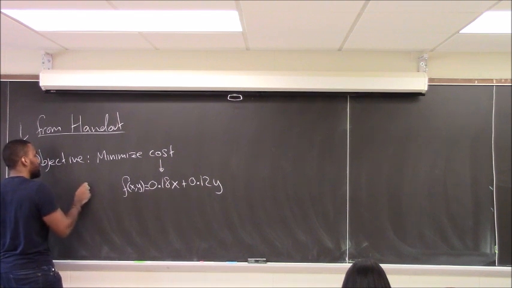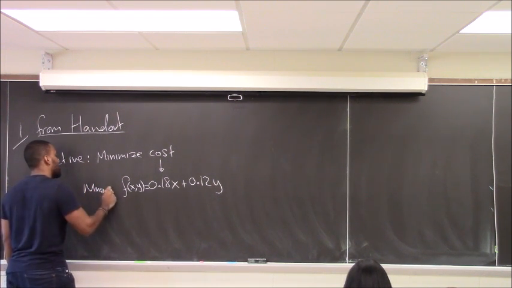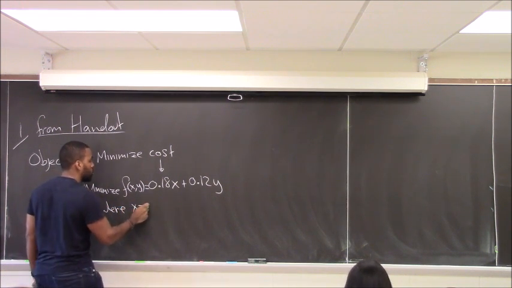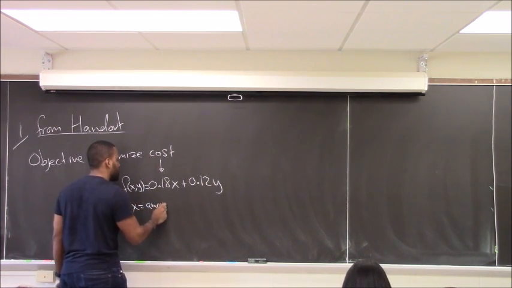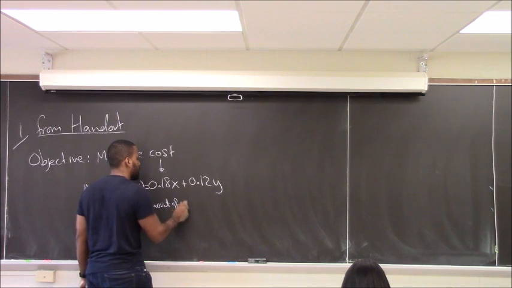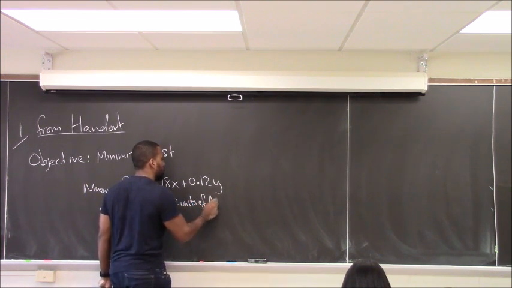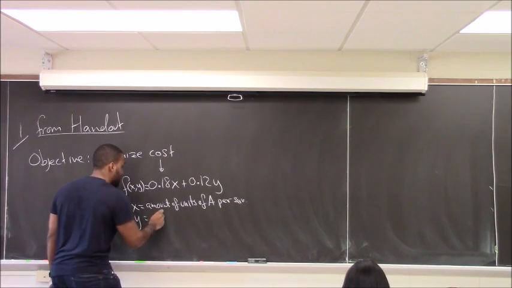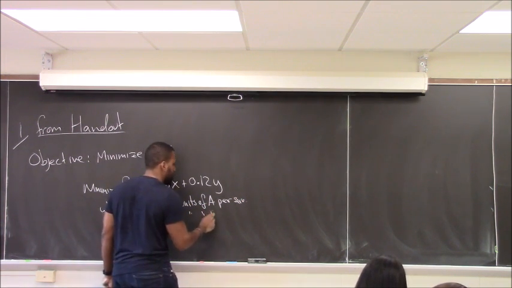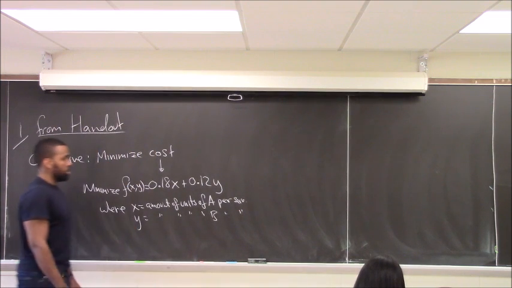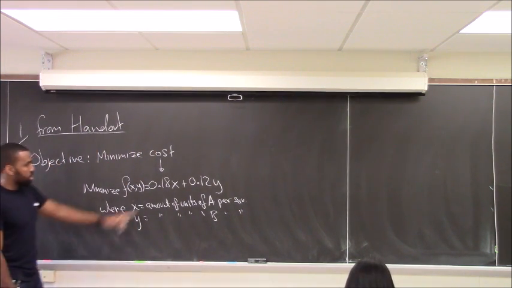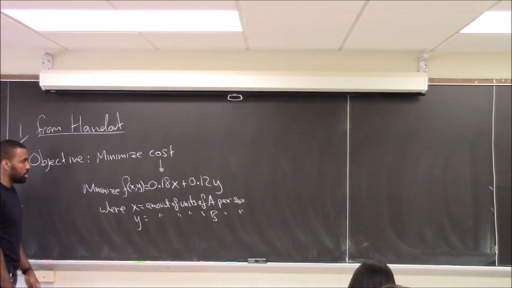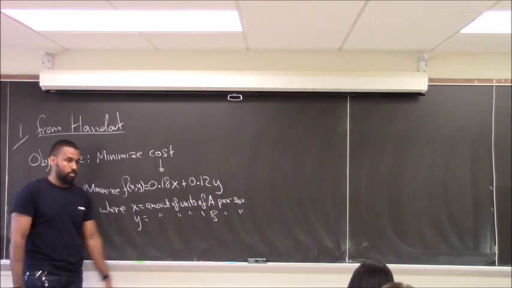So I want to minimize that, where X equals the amount of food A per serving, and Y equals the amount of units of B per serving. Okay? Now if I serve X units of A and Y units of B, this is what it's going to cost me to provide that meal. Notice it is a linear function.